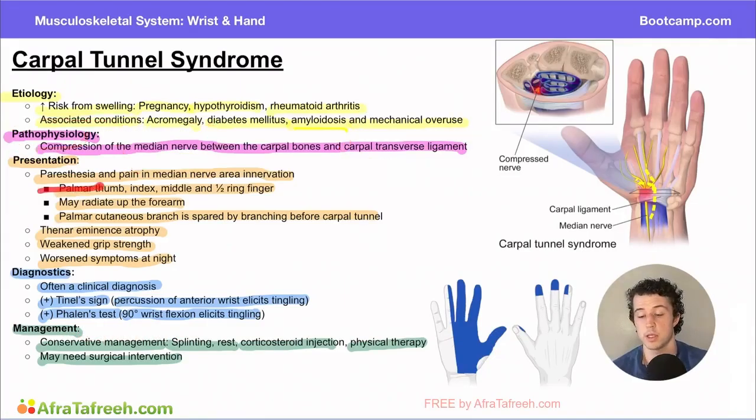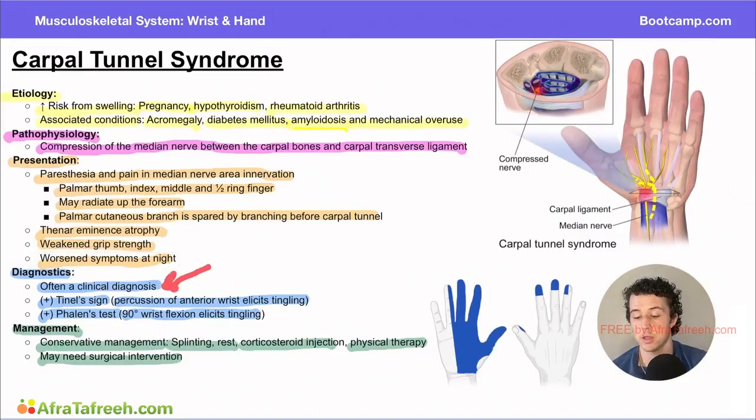These patients will have paresthesia or tingling and pain in the median nerve area of innervation. So half of the ring finger and then middle finger, pointer finger, and thumb, with much of the palm. But this area may be spared because of the branching of the palmar cutaneous branch. Remember, they may have thenar eminence atrophy, and patients will complain of weakened grip strength. And because these symptoms are worse at night, the pain may be keeping patients up and preventing them from sleeping.